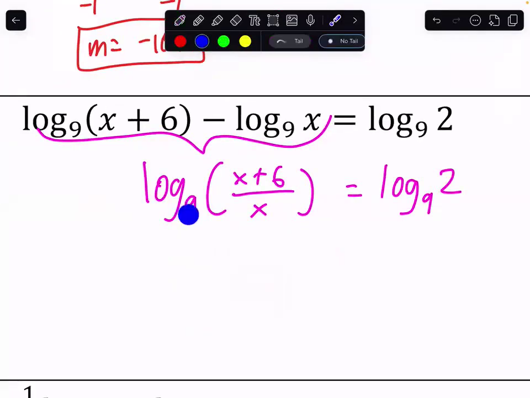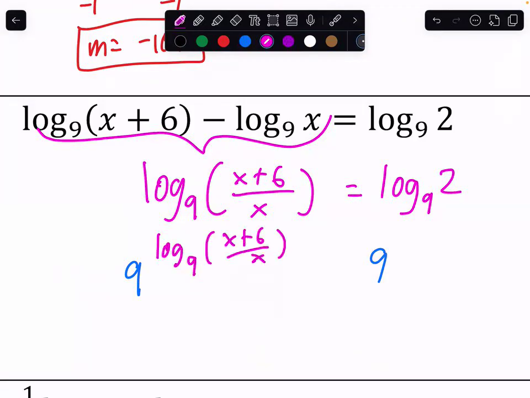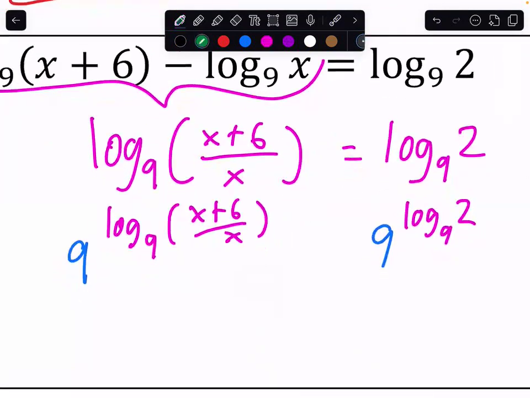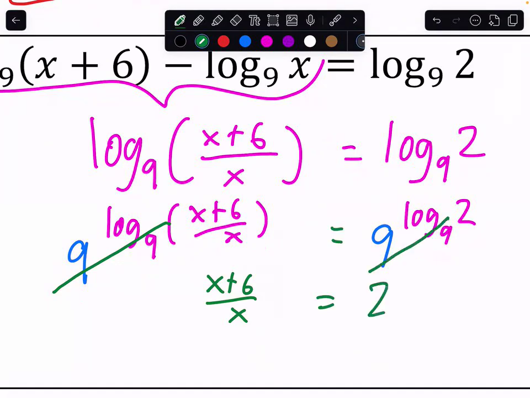Now we want to cancel out the log base 9. So the opposite is to do 9 to the power of both sides. The whole point is that 9 to the power of log base 9 cancels out, leaving x plus 6 over x behind. The other side also has some canceling out. 9 to the power of log base 9 cancels out, leaving the 2 behind.